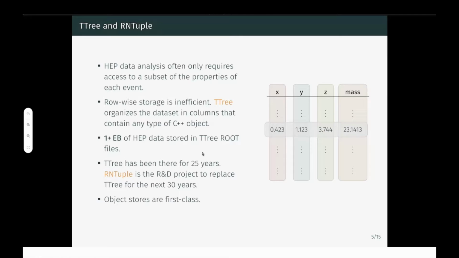Given that TTree has been there for 25 years already, RNTuple is the R&D project to replace TTree for the next 30 years. And in that context, object stores are meant to be first-class citizens here. After this short introduction, I will scratch a little bit the surface of RNTuple.